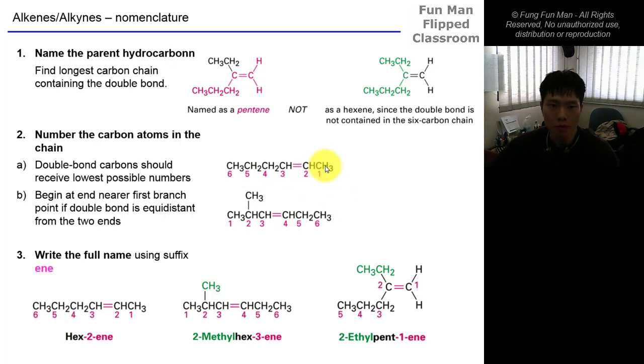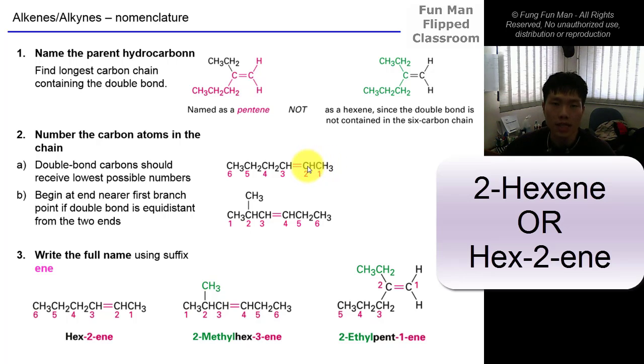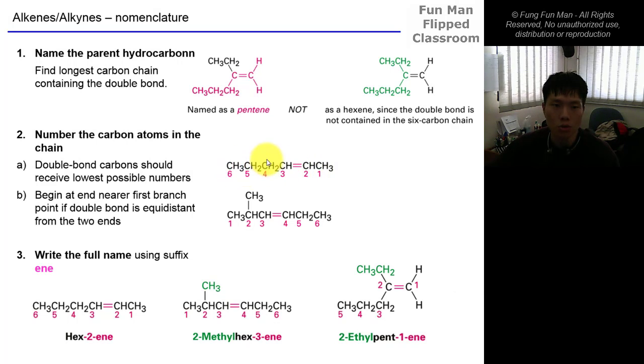Right to left, we have 1, 2, 3, 4, 5, 6. So this is a 6-carbon alkene. This is called hex-2-ene or 2-hexene. The reason is because the double bond occurs between the second and third carbon. If we come from the other side, we will get 1, 2, 3, 4, 5, 6, so it's hex-4-ene. This is not possible. Next, the branch chain. If they are equivalent, again this is 3-hexene or hex-3-ene.